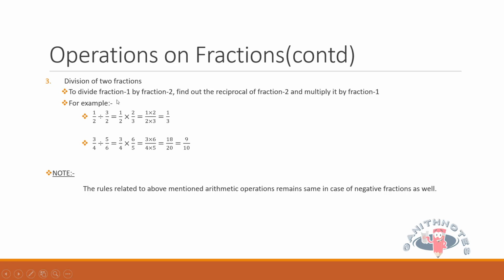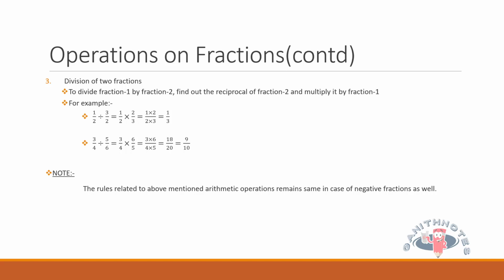The next operation is division of two fractions. In order to divide fraction 1 by fraction 2, you have to find the reciprocal of fraction 2 and multiply it by fraction 1. Let's go through a couple of examples, then you will understand more about this. Let's say that you need to divide 1 by 2 by 3 by 2. As per the rule of division of fractions, you have to find the reciprocal of 3 by 2. The reciprocal of 3 by 2 is nothing but 1 divided by 3 by 2, which is equal to 2 by 3, or you just have to swap the numerator and the denominator.